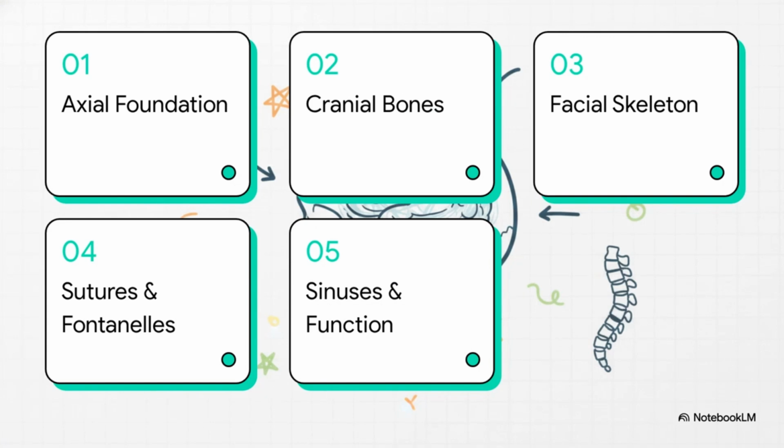Okay, here is our syllabus for today's review. First, the axial foundation. Second, cranial bones and articulations. Third, the facial skeleton and landmarks. Fourth, cranial sutures and fontanelles. And finally, number 5, sinuses and skull function.